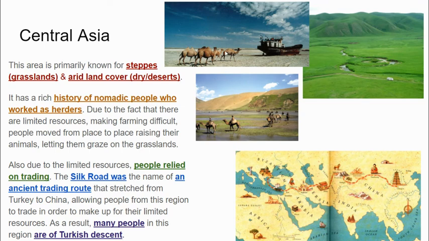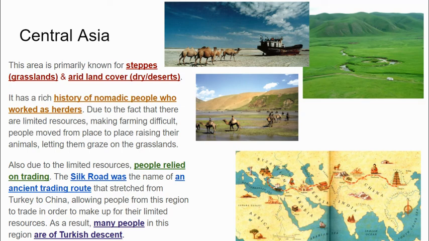It has a history of nomadic people, which means they move from place to place because they worked as herders. Because this land cover looks something like this, farming is kind of difficult and sparse, which means people would move from place to place, raising their animals, letting them graze in areas like this. Once all that grassland was eaten up, they'd move on to the next place to allow it to grow back for next year. Also, due to the limited resources, people relied on trading.